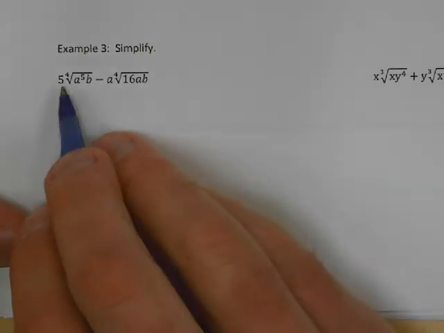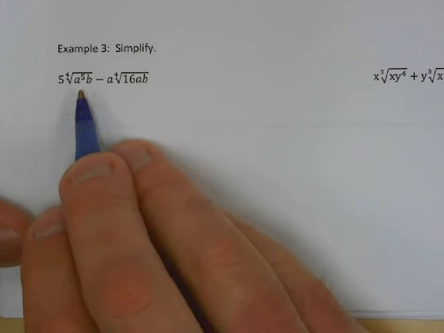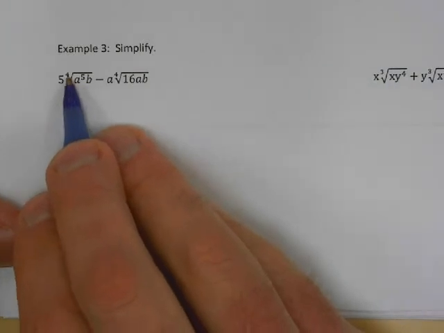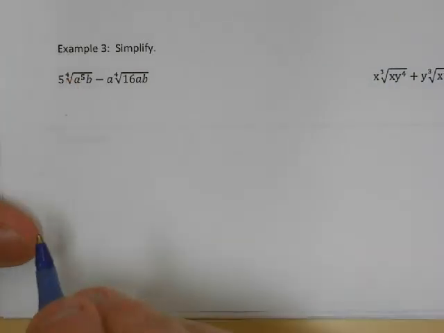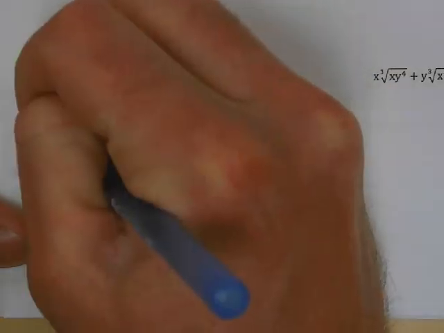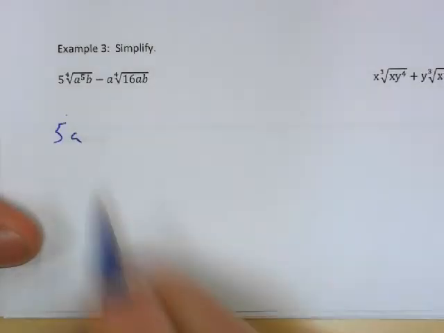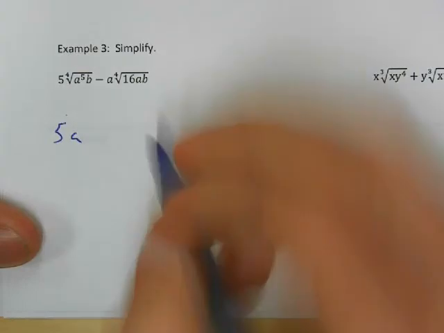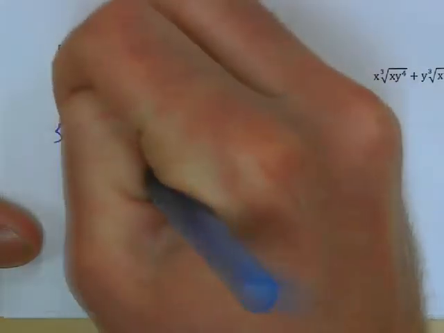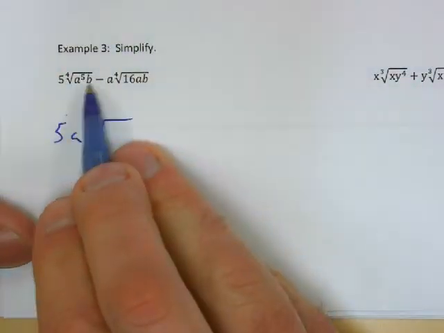Sure, let's see. I've already got a 5 on the outside. Okay, fine. And then I've got 5 a's. How many groups of 4 can I make if I have 5 a's? Well, 1, so then I can take out an a. Okay, so I'm going to put that next to the 5. And then what's going to be left over inside of my 4th root? Well, I'm still going to have 1 a left over and then that b.